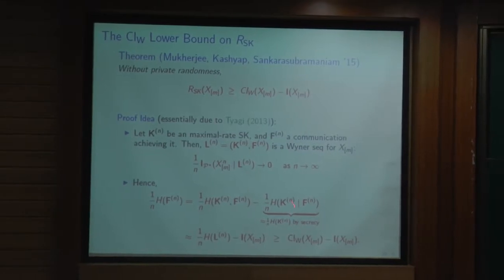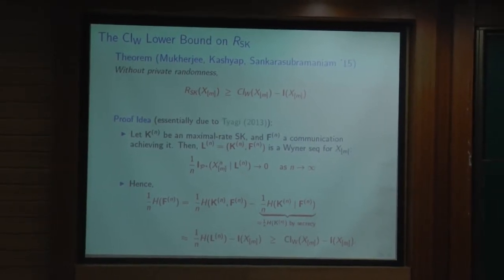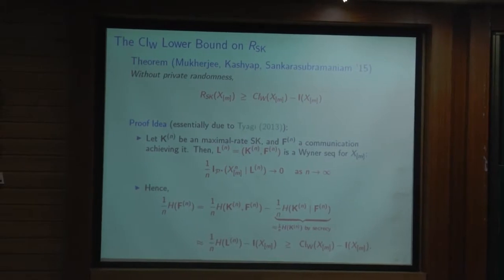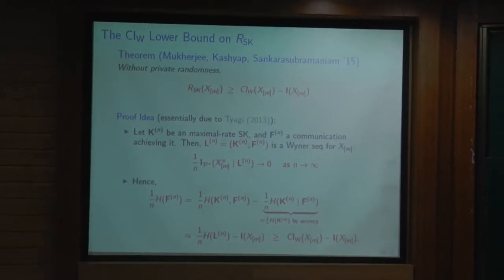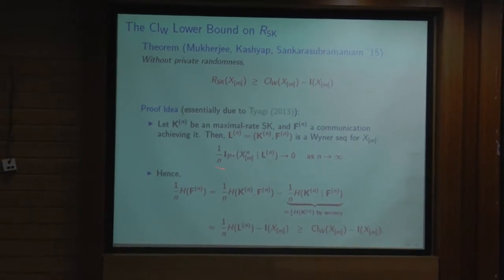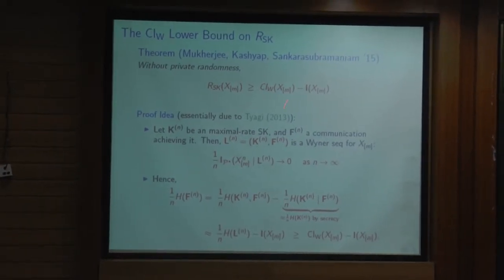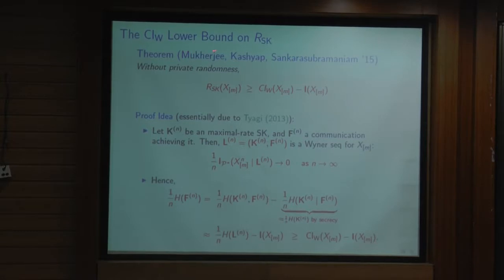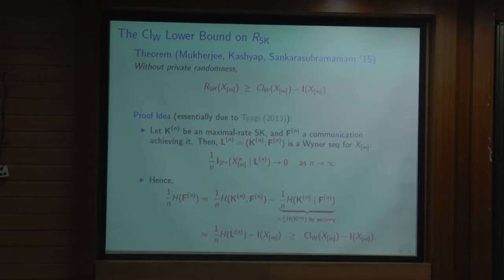As for the proof idea, this proof was first given for the two-terminal case by Himanshu, and we appropriately extended it to the multi-terminal case. In the two-terminal case, Himanshu actually showed this is an equality. But in the multi-terminal case, it is not true in general. It's not an equality.